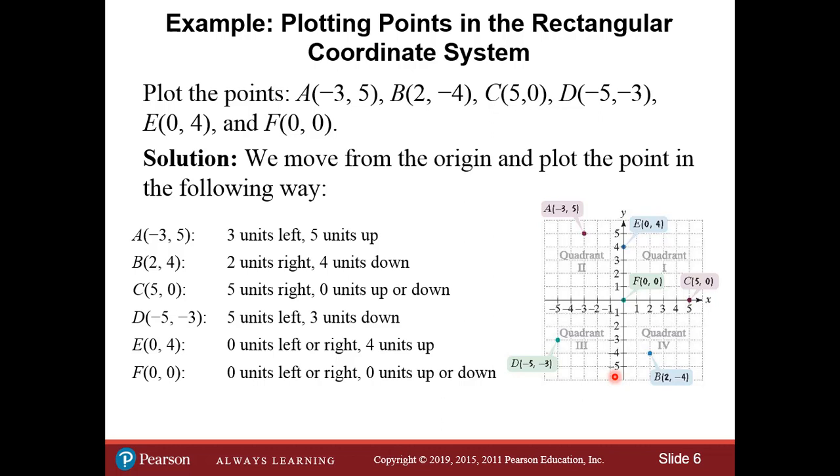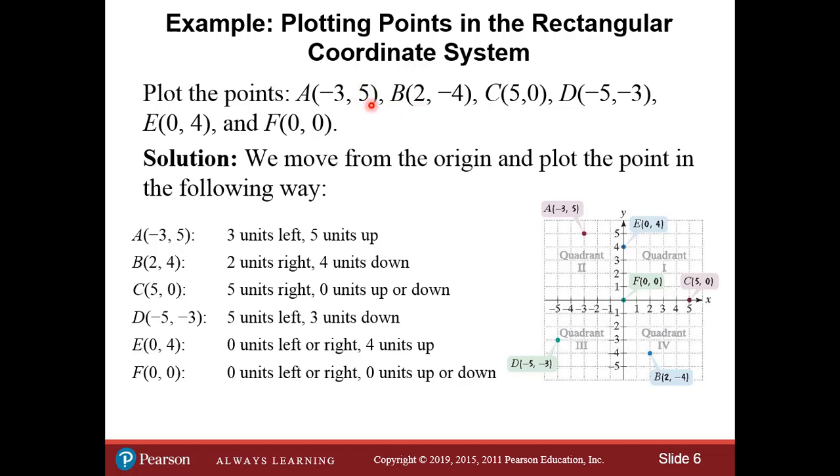Now if we plot the points A, B, C, D, E, and F, we just use the xy coordinates and realize that the first coordinate is your x direction, which means you're either going to go left or right, and the second one is your y coordinate, so you're either going to go up or down. Right is always positive, and up is always positive. So if it's positive in x, you're going right; if it's negative, you're going left. And in y, positive is in the up direction, negative is in the down direction.